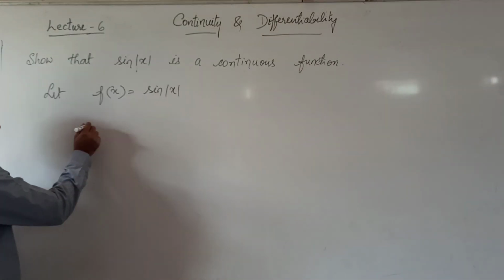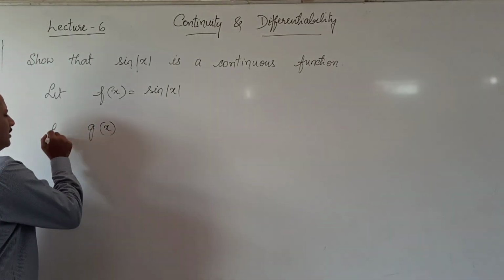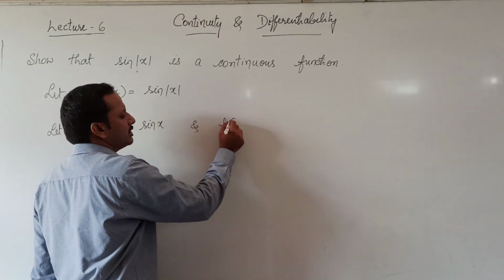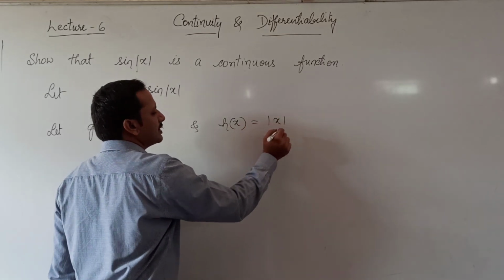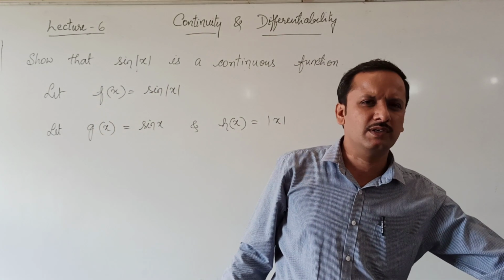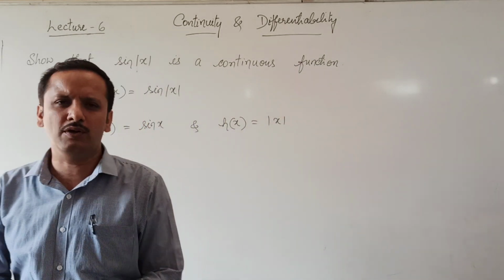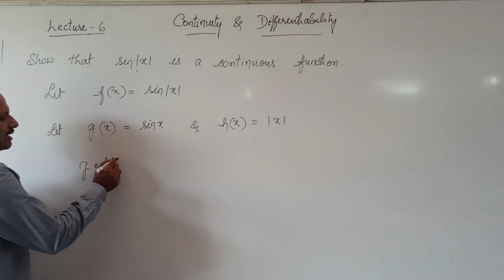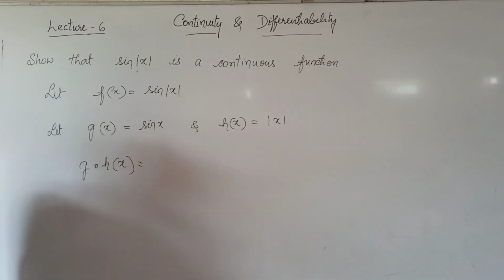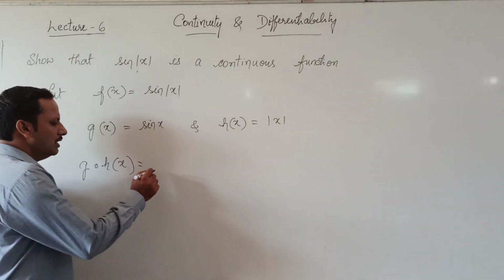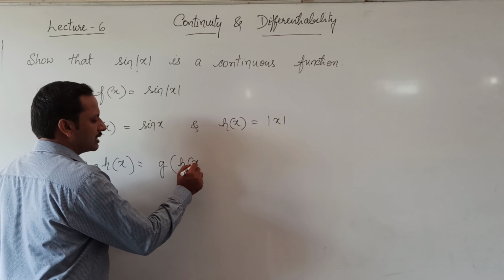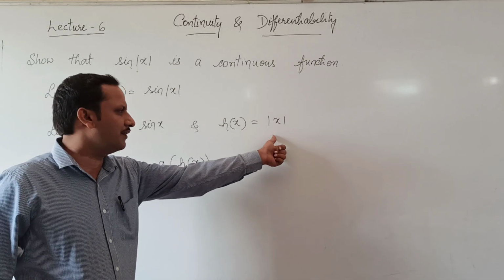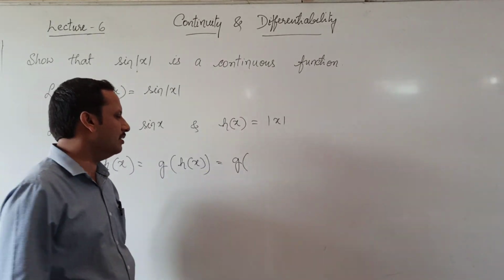Then I will take g of x is equal to sin x and h of x is equal to modulus of x. Now I will find out g circle h of x. G circle h of x is equal to g of h of x. In place of h of x, I will replace that h of x with mod x.